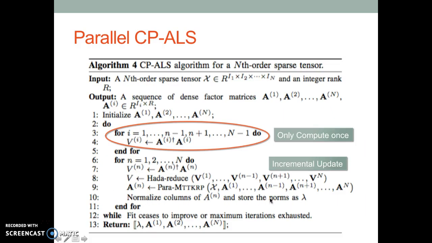A. And for our parallel CP-ALS, we have the parallel MTTKRP algorithm, and the other optimization is to use incremental update to update the matrix V here. So we don't need to compute all the matrix multiplication from scratch, but we only compute the A_n transpose A_n and the inverse here. And then we do the Hadamard reduce to update V.